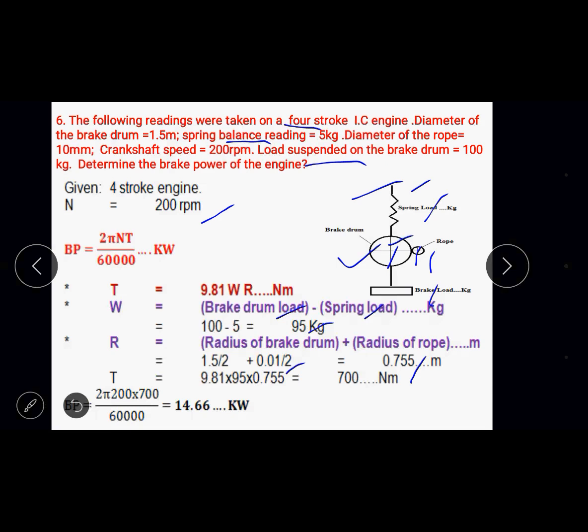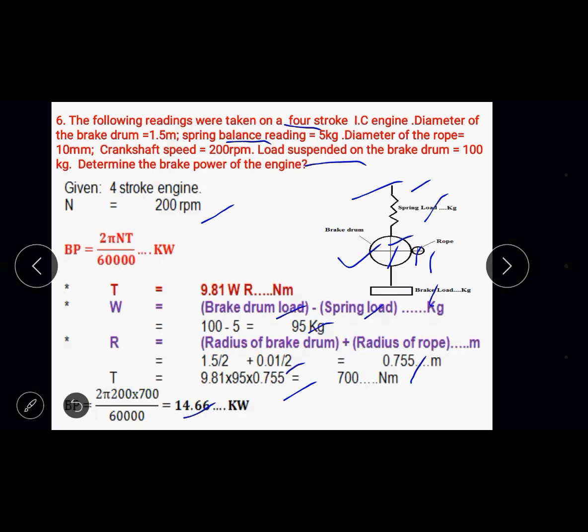Just multiply this capital W and capital R, and you will get the torque. Finally, your torque value will be 700 Newton meter. Now just substitute in the above formula 2 pi N T by 60,000. So you will get the brake power as 14.66 kilowatt.